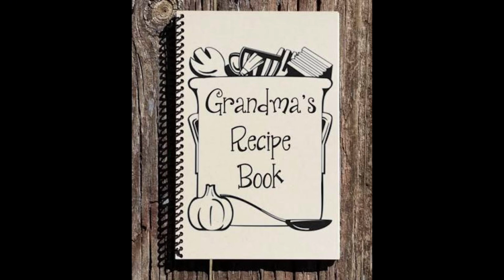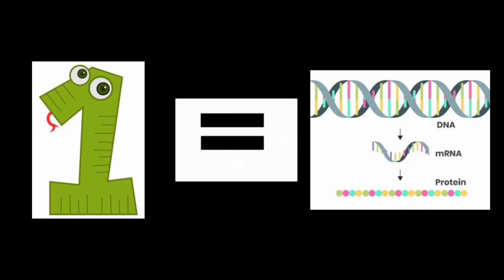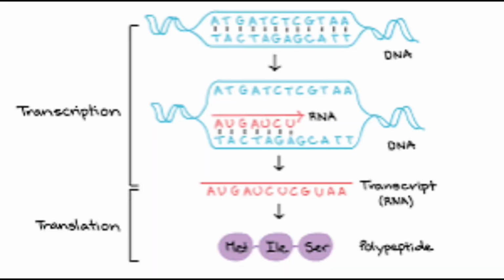But instead of having the entire book, you make a handwritten copy of just one recipe. That copy is mRNA. This temporary set of instructions will be sent to the ribosome, where the actual protein is made. Once transcription is complete, the freshly made mRNA exits the nucleus.